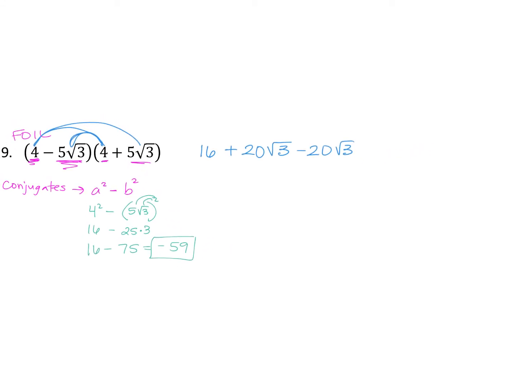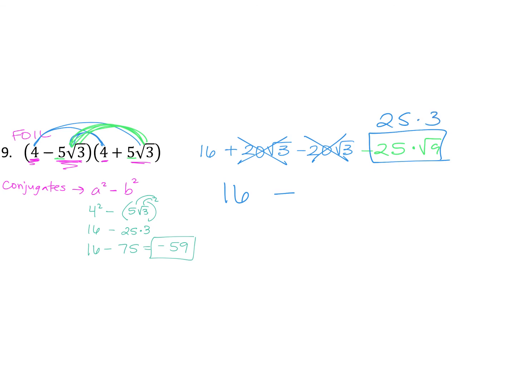And then the last, and here's where it gets a little hairy again, right? If you're multiplying 5 rad 3 times negative 5 rad 3, a negative and a positive, 5 and 5, it's going to be minus 25. And then rad 3 times rad 3 is rad 9, which is 3. So you have 20 rad 3 minus 20 rad 3, which is 0. 16 minus, this is 25 times 3, so 75. And 16 minus 75, what did we say? Negative 59. Like that.